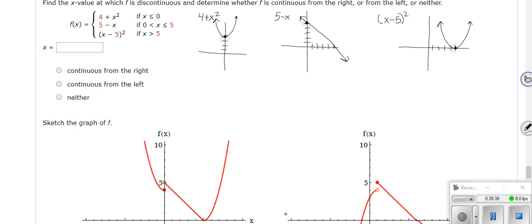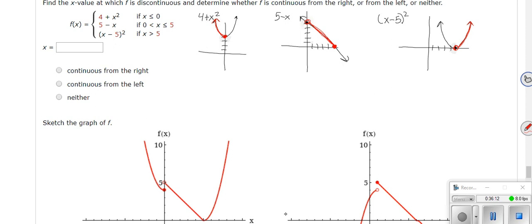Now you have to look at the domains and figure out what part of these graphs we're using. So this first one, x is less than or equal to 0. So that's filled in, and we're looking at the left-hand side of it. This one is between 0 and 5. So here, it's open at 0, it's filled in at 5. We're just using this piece of it. Over here, it's greater than 5, so this would be an open circle on 5 going up.